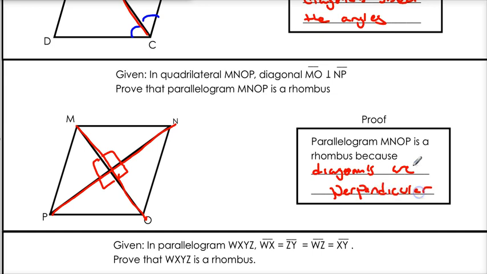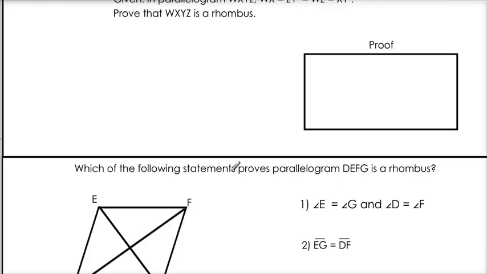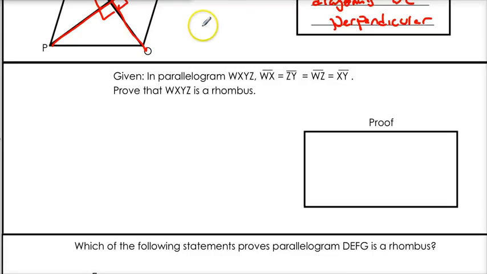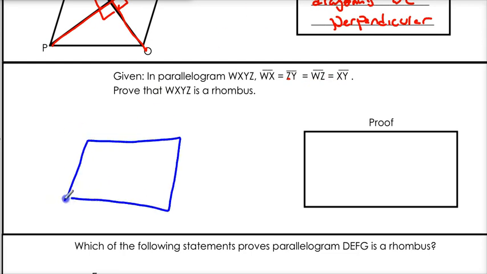All right. If it has any of these properties, we know it must be a rhombus. Okay? And let's try our last one right here. In parallelogram WXYZ, WX is equal to ZY, which is equal to WZ, which is equal to XY. That's a mouthful. We want to prove that WXYZ is a rhombus. Well, you'll see here it's not drawn, so let's draw it ourselves. Okay? So we have WXYZ.